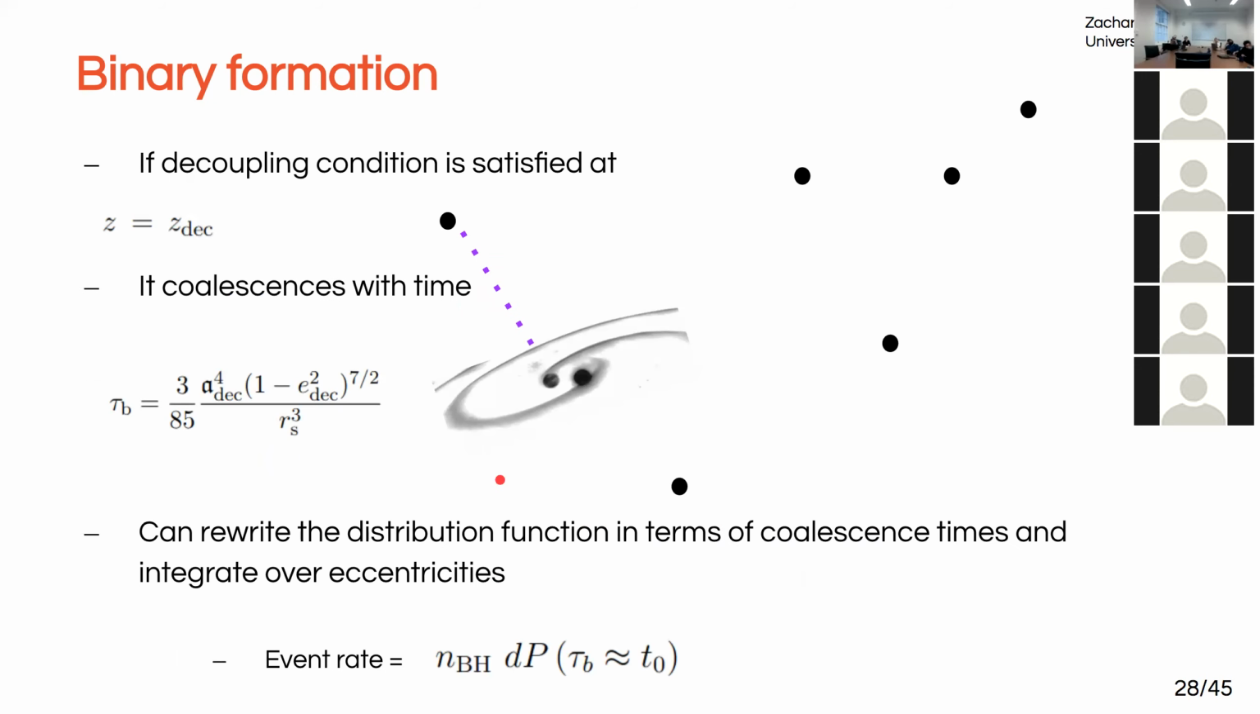So say the black holes satisfy whatever the decoupling condition is at a particular time, so z equals z decoupling, or redshift. Then the black holes decouple with the coalescence time, which is a well-known calculation from Peters in the 1960s. And we can use this to substitute back into this distribution function. So now it's in terms of coalescence times and eccentricities. And all we have to do is integrate over the eccentricities. And then we can find that the event rate of mergers that LIGO would measure is just the number density of black holes times this probability density evaluated at essentially the age of the universe, so the lifetime which would allow them to be merging right today.